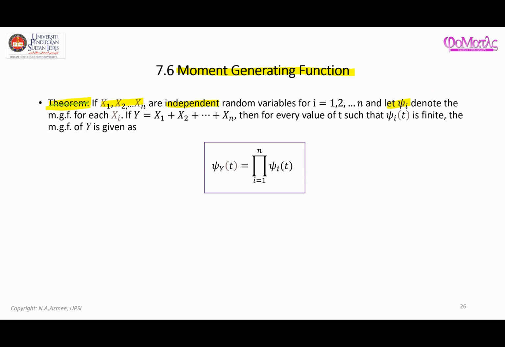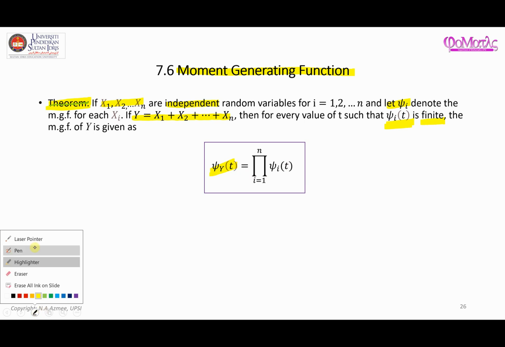And over here, we have another random variable denoted as y, where y is the combination of x1 plus x2 until xn. Then for every value of t such that this guy here is finite, the MGF of y, we can obtain the MGF of y by using this formula given here. So again, I'm going to start this discussion by simply summarizing what this is all about.